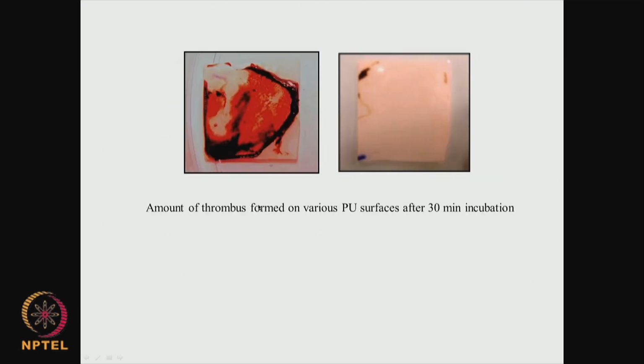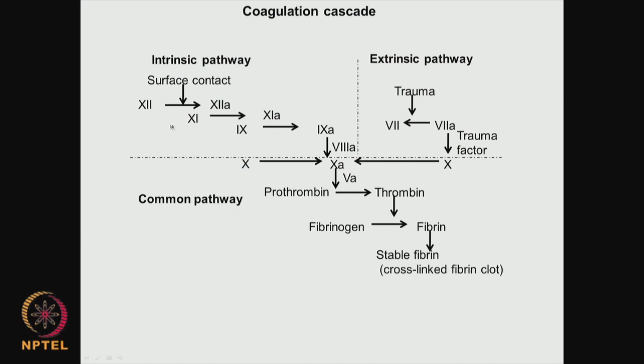So, let us look at this coagulation here. There are many factors in coagulation. One is called the intrinsic pathway, the other is called the extrinsic pathway. So, we have the surface, and there are many factors, okay, factor 12, factor 11, factor 9, 10 and so on, in the intrinsic pathway. Intrinsic, as the name implies, means the blood is in touch with the surface. This is extrinsic because of trauma some factors are getting activated.